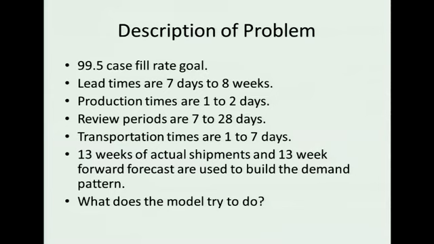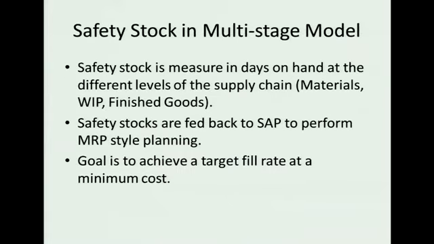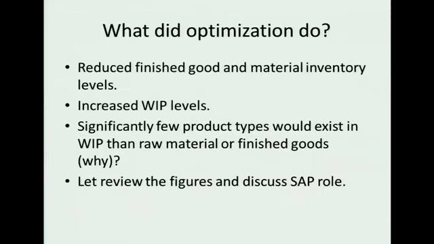What does the model try to do? Well, it tries to set the safety stock, order accordingly, and so on. Read through the paper. Safety stock in their model is they're keeping track of days on hand, right? So looking forward, how many days on hand of inventory do I need? And the safety stocks are fed back into SAP, and SAP does the MRP explosion that we'll talk about after the test. And the goal is to target this fill rate. So they're asking, how much additional inventory do I need in order to provide 95% fill rate?